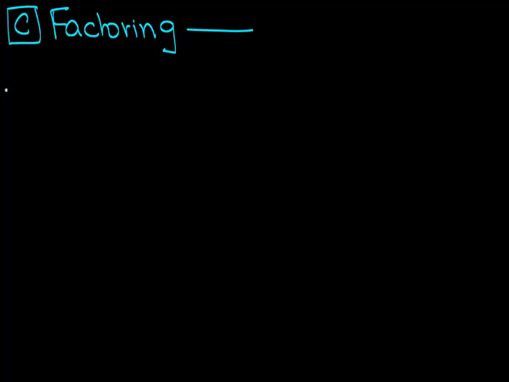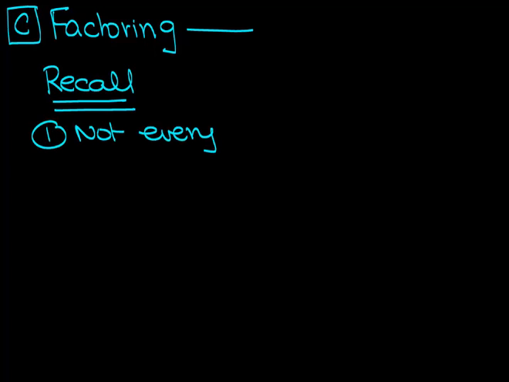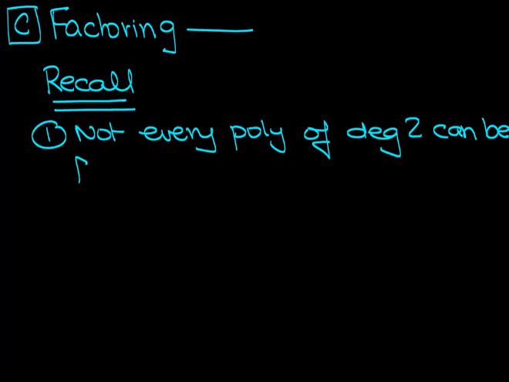So if you recall, a couple of things we quickly need to remember before we can do this problem by factoring. Just a quick review, like a sidebar. Recall: 1. Not every polynomial of degree 2 can be factored. And so that's something you should just remember. So how do you know when a polynomial can be factored?